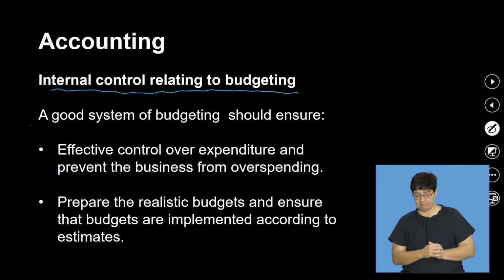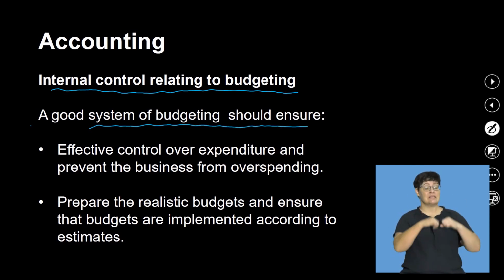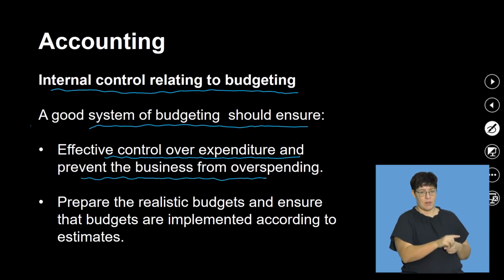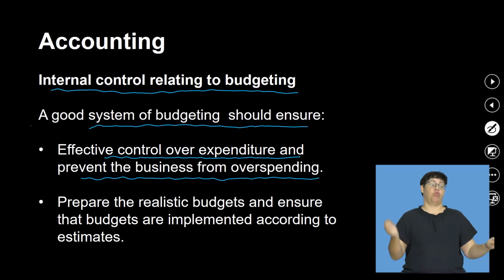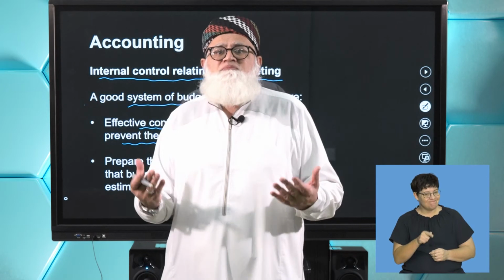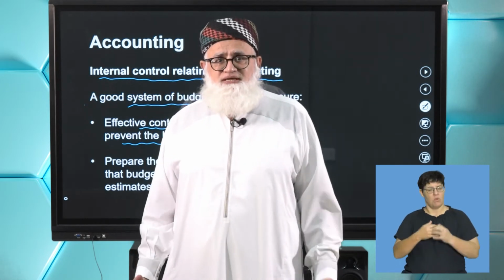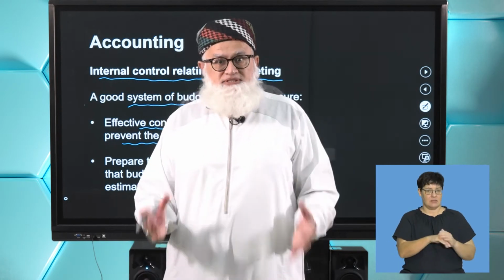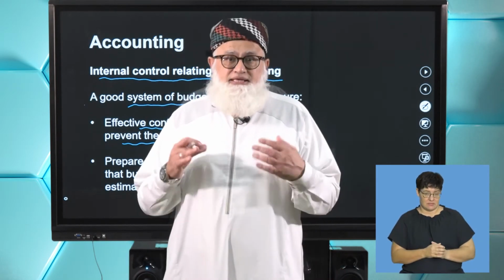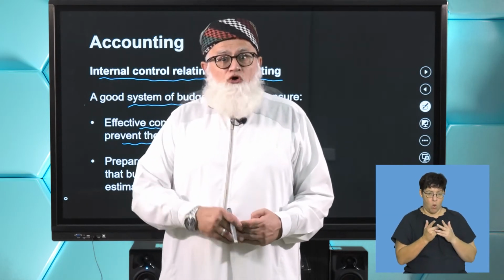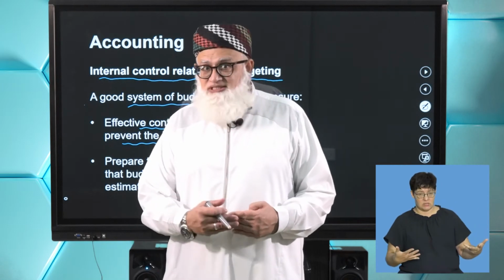Watch. A good system of budgeting should ensure, 1, effective control over expenditure and prevent the business from overspending. Very important, because that is the ultimate idea of the budget. You've allocated a certain amount to be spent on a particular expense. Yes, within reason. If you are slightly over the budget or you've overspent the budget, watch the terminology I'm using.